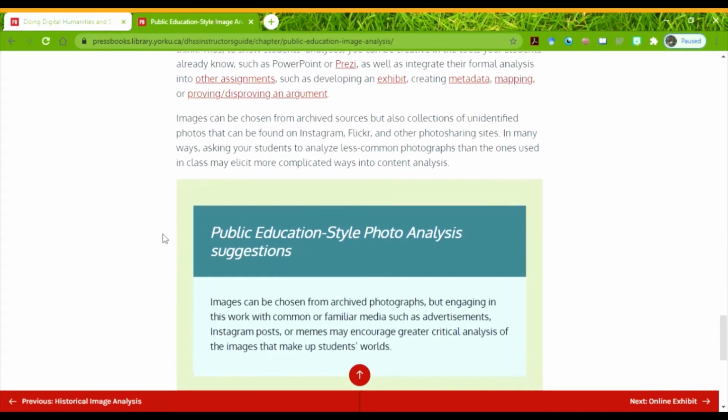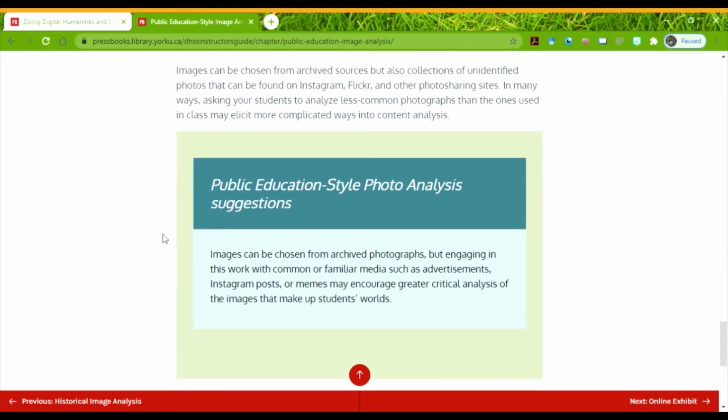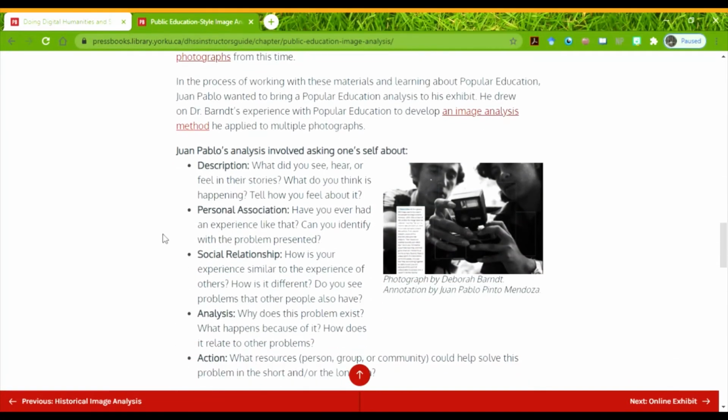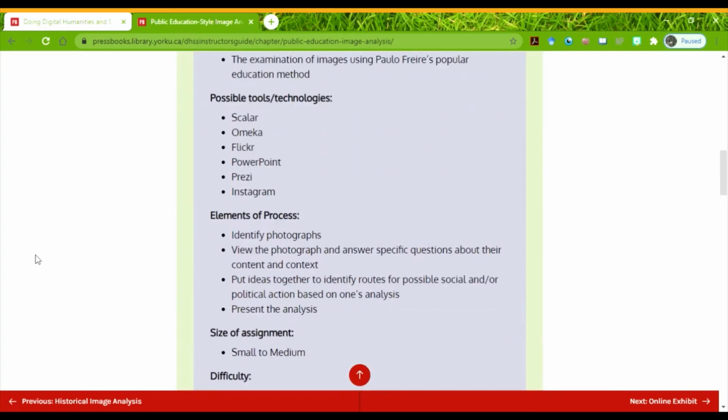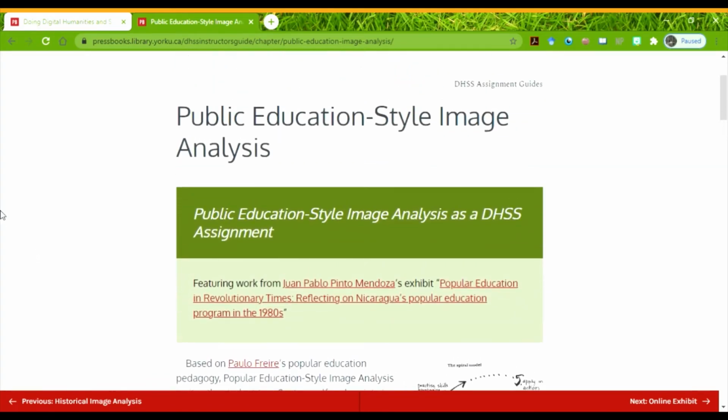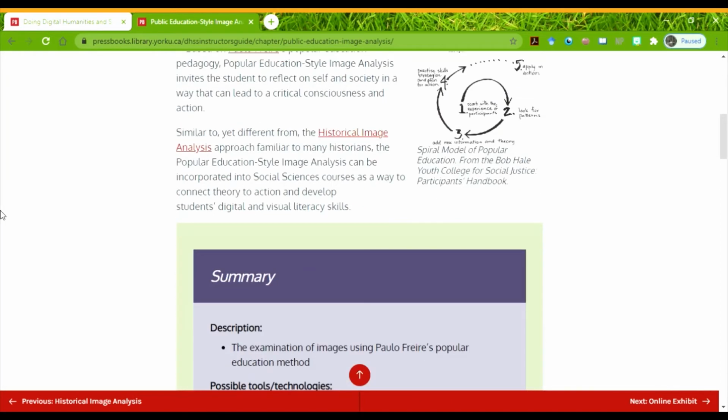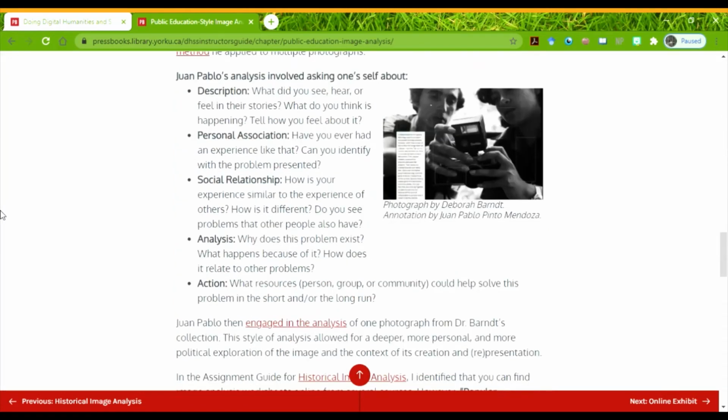And so this can allow for change to be made because students can bring themselves into the photograph, as well as think about something beyond just this particular photograph. So think about engaging in public education analysis when you're doing analysis with historical images, because you might find that students like the idea of connecting themselves, connecting questions they have about the world around them, and connecting this notion of action to the discussion around this history.